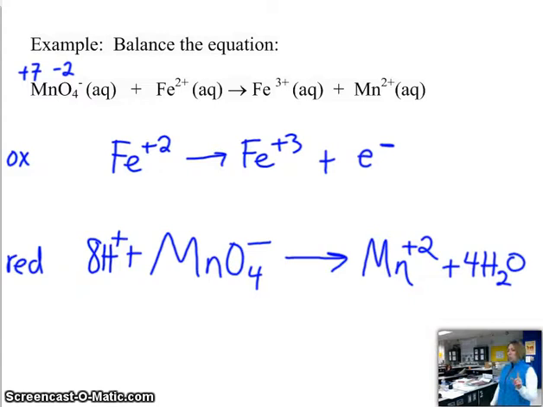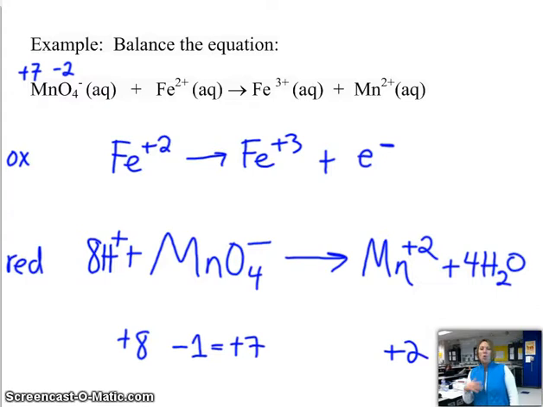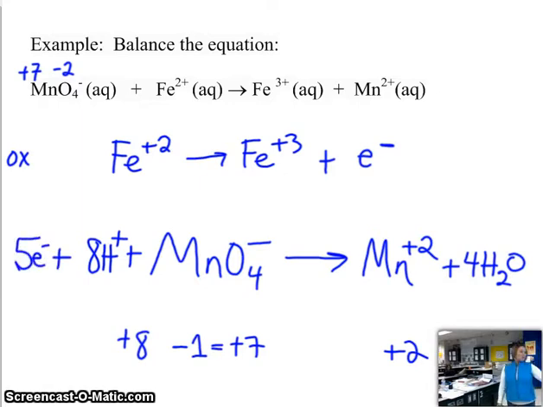And now it's more complicated, but you balance charge using electrons. So if this is +8 things that are each +1, that's +8. The MnO4- ion has a charge of -1. So this side's +7. And this ion has a charge of +2. Notice, I don't count oxidation states. I count overall charges on atoms or ions. Okay? So we go to the side with the higher charge and we add the electrons to make the sides equal. This is +7, this is +2. I need 5 electrons on this side.